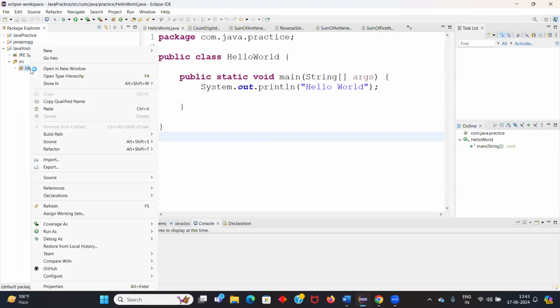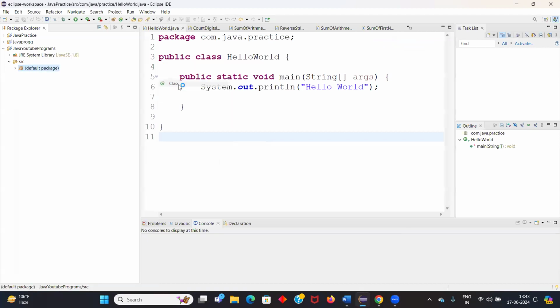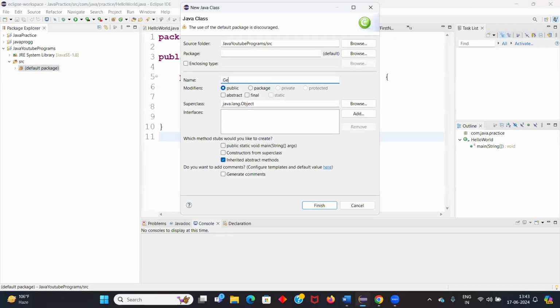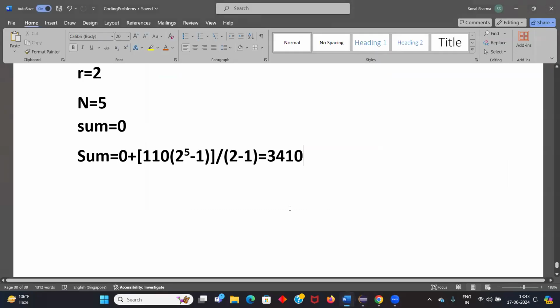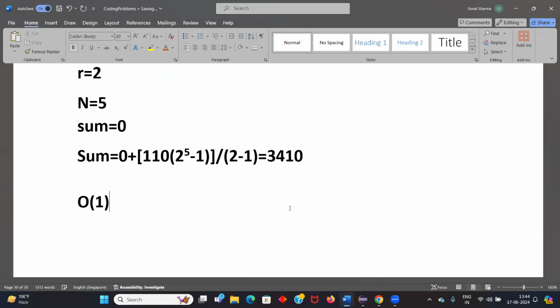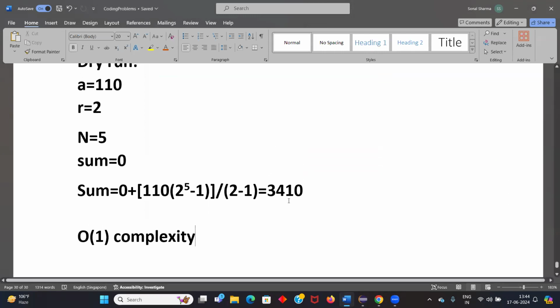So let me create a new class. Let me give the name of the class as geometric series using formula. And I will take public static void main so that it is auto-populated. The main advantage of using the formula is you have solved your problem in order of one complexity. There is no loop, nothing. It is just simply putting the values in the formula and finding the answer. So it is quicker.